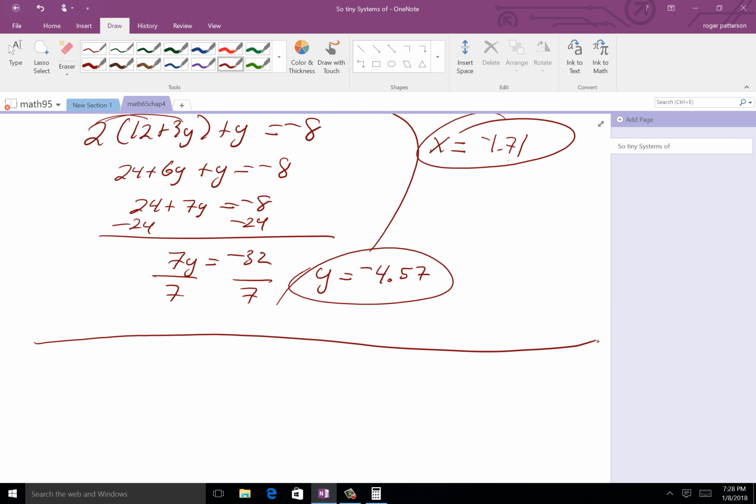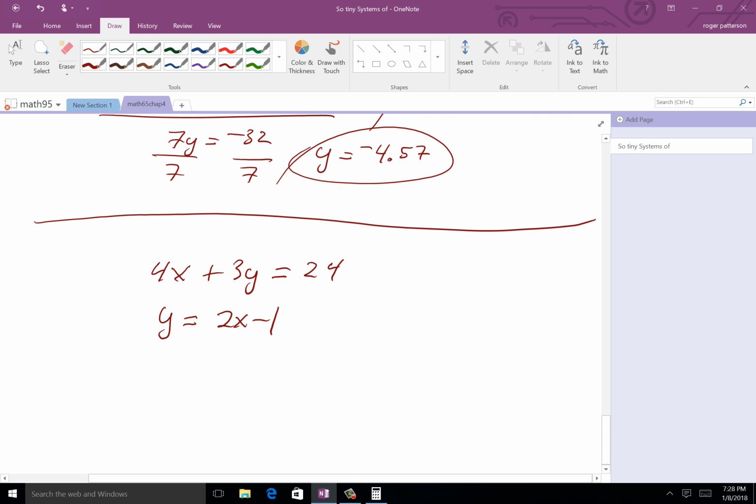Let's do one more. All right, and then I want you to do some problems so that we can do some things here. Let's see. Let's do one like this. I see there's one like this on there. 4x plus 3y equals 24, and y equals 2x minus 1. So then we have one like that. Here, I'll move this up a little bit so you can see it.